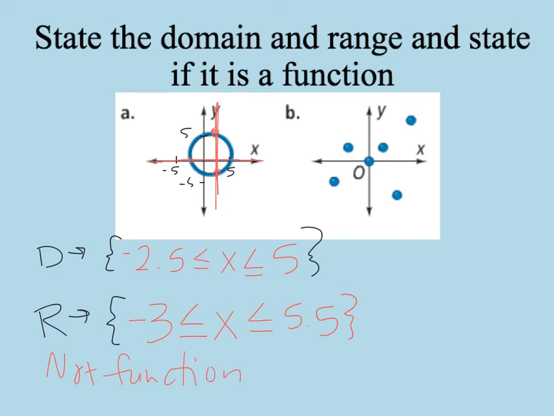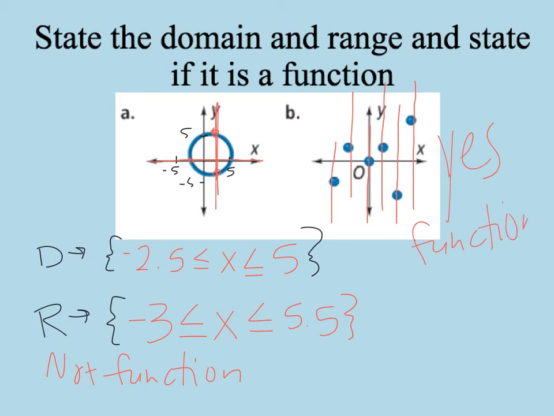I want you to pause the video and do the domain and range and the vertical line test for the next one. So you can't really do domain and range here because there's no numbers. So actually now I'm just going to do the vertical line test to see if this is a function. So if I draw a straight line through any point, does it go through more than one? That's what I'm looking for. No, it does not. So yes, this would be a function because of the vertical line test.